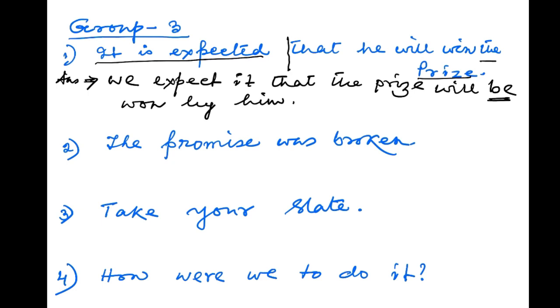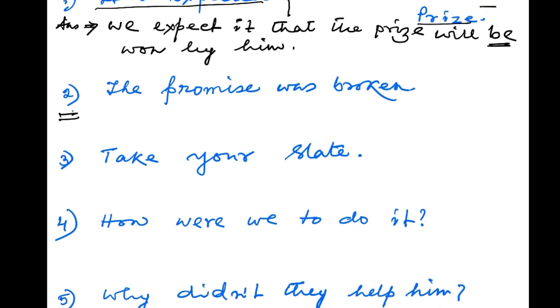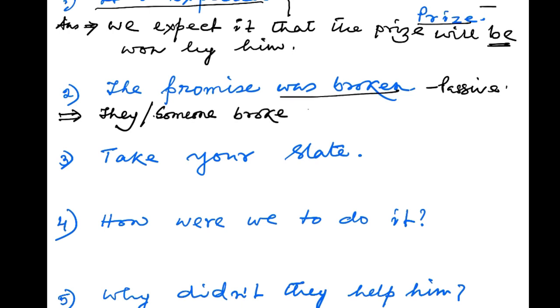Okay, now come to the second sentence, and that is, the promise was broken. Here the subject is also missing, so supply the subject. This is a passive voice. The subject is missing, so you can use they or someone. Someone broke. Past indefinite tense was broken means broke. Someone broke the promise. This is an active voice.